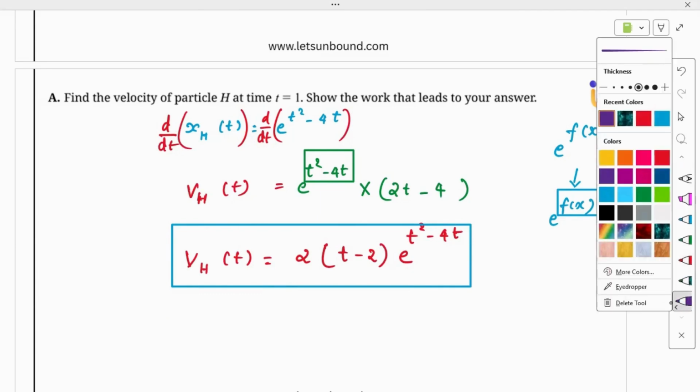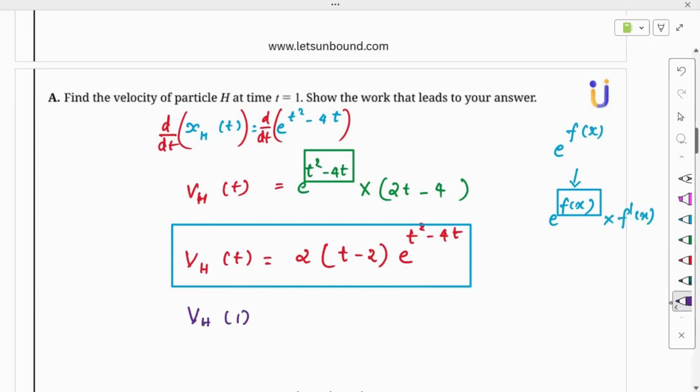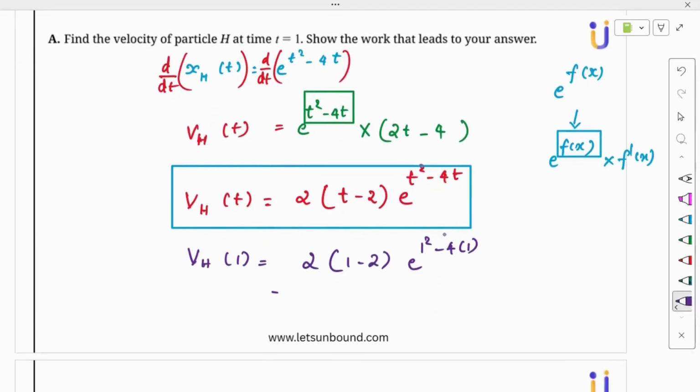VH of 1. Just plug in 1 wherever t appears: 2 times (1 minus 2), e to the power 1 squared minus 4 times 1. And simplify this: 2 times negative 1 times e to the power 1 minus 4. 1 squared is 1, and 1 minus 4 is negative 3. So it's negative 2 e to the power negative 3. You can take it to the denominator and make the exponent positive, which is just optional, or you can just give minus 2 e to the power negative 3. Both will be fine.